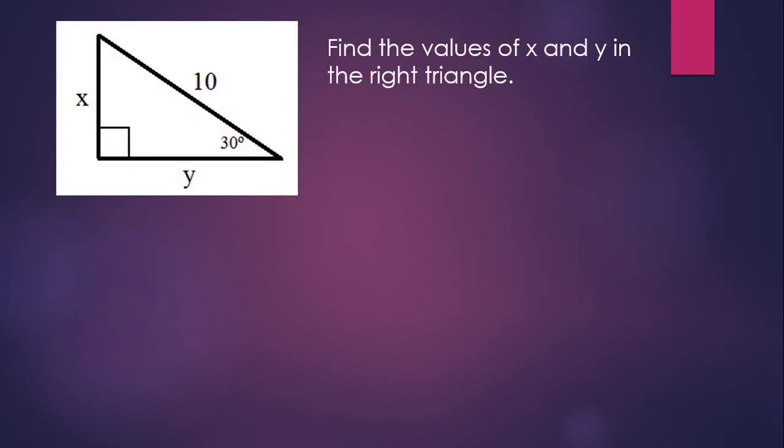Find the values of x and y in the right triangle. Since this is a 30, 60, 90 right triangle, we know that there's a relationship between the shortest side and the hypotenuse. And that relationship is that if we double the length of the shortest side, we'll get the length of the hypotenuse. In other words, 2 times x would have to equal 10, which means x would have to equal 5.